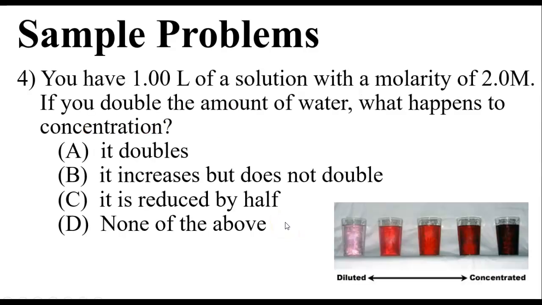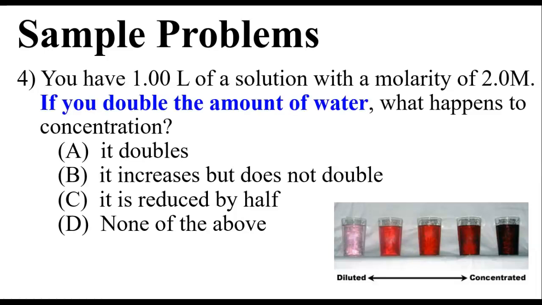And then number 4, and this is very, very similar to what you're going to see on your homework check and your quiz, especially this week. It says you have 1 liter of a solution with a molarity of 2. Okay, don't stress that. If I double the amount of water, what happens to concentration? You can pick anywhere you want on this continuum down here at the bottom. I have a concentration of 2. That doesn't mean much to us, but here or here. If I double the amount of water, I'm moving that way. I'm diluting it. So what's happening to my concentration?